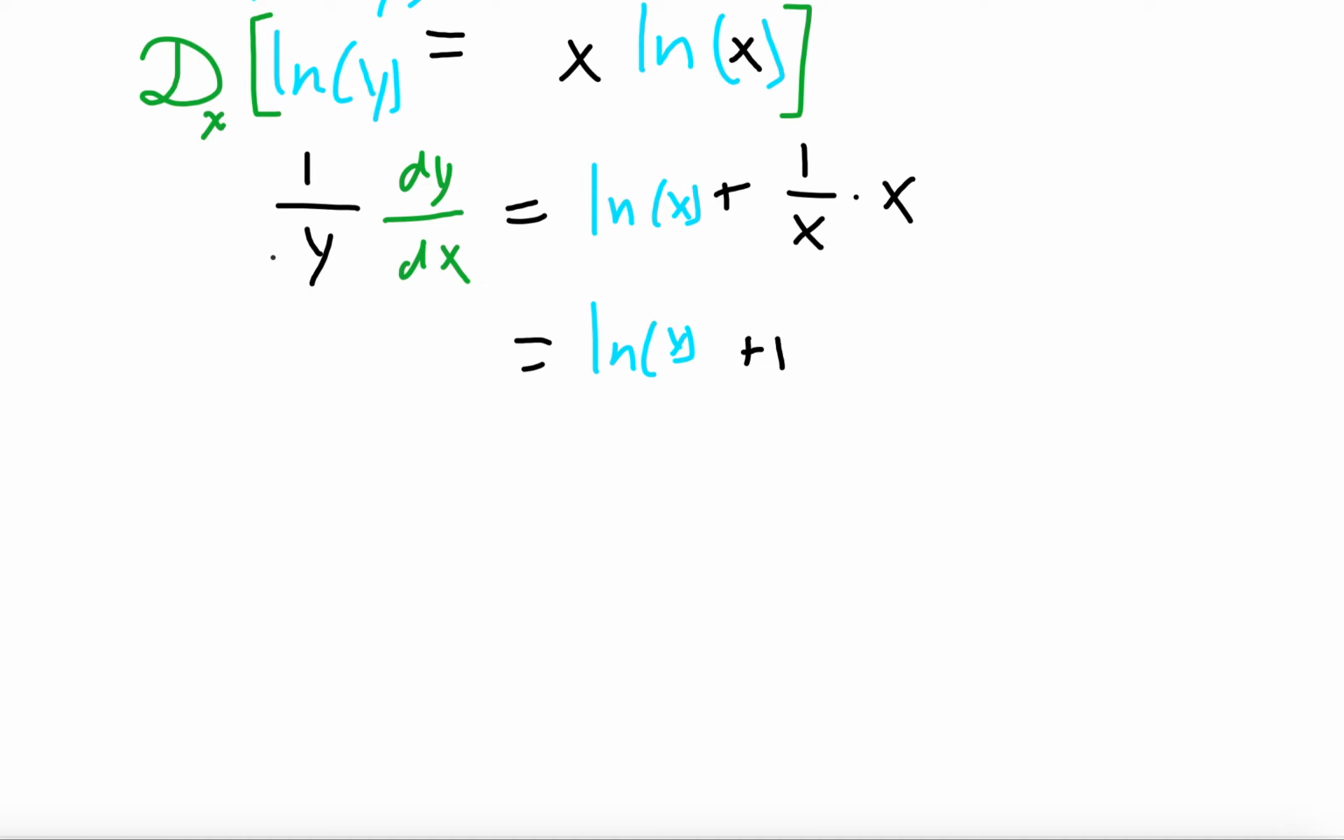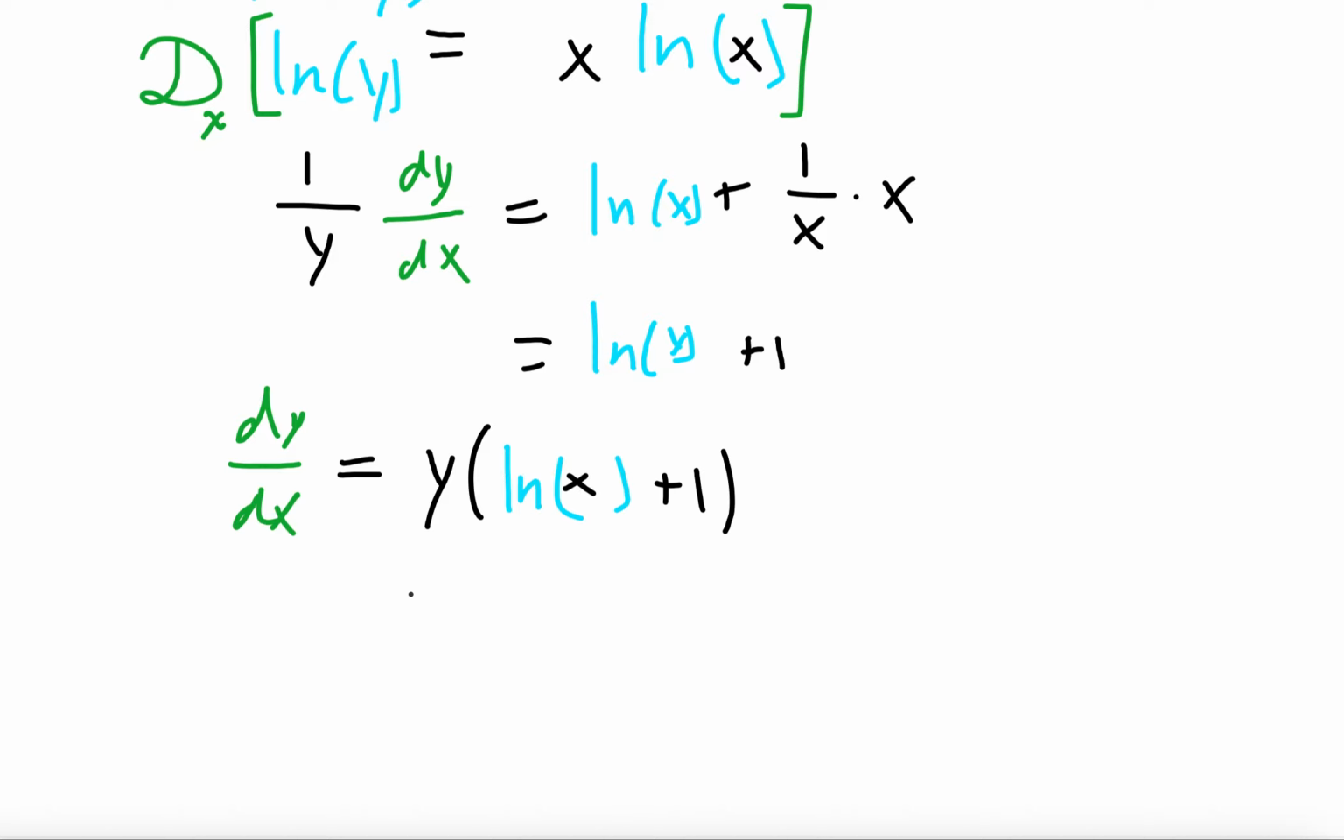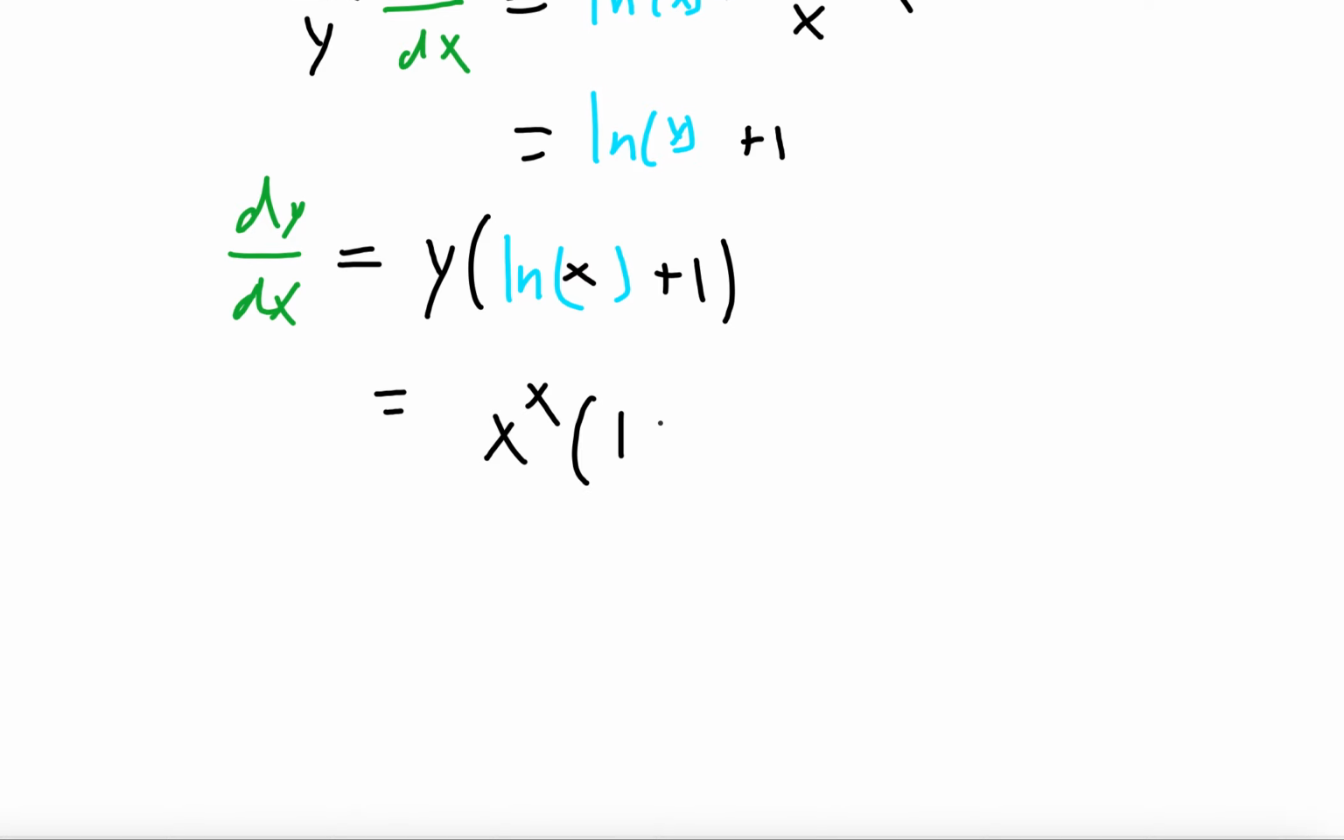So then, by isolating for dy dx, which is what we want to show, we can confirm that dy dx is equal to y times the log of x plus 1, right? And this is interesting because this is equal to x to the x, because that's what y is equal to, times 1 plus log of x. And there you have it.